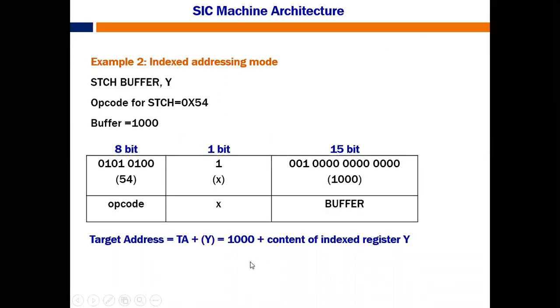Let us see indexed addressing. We have one instruction, STCH, that is store the character: STCH BUFFER,X. We should know what the opcode of STCH is. It is 54. How do we represent 54 in 8 bits? 5 is represented separately as a binary number, and 4 is separately represented as a 4-bit binary. 5 is represented as 0101, we all know.